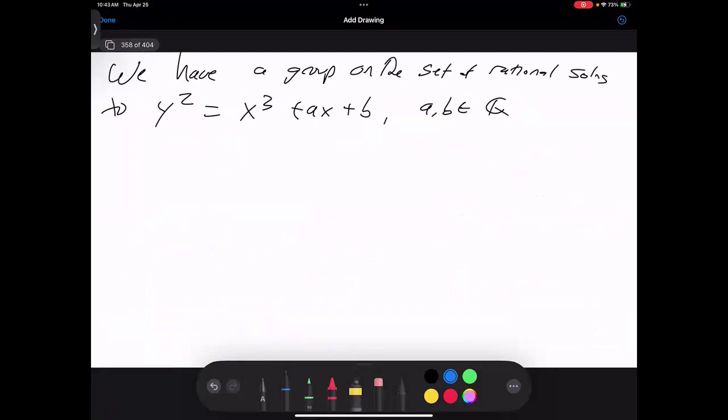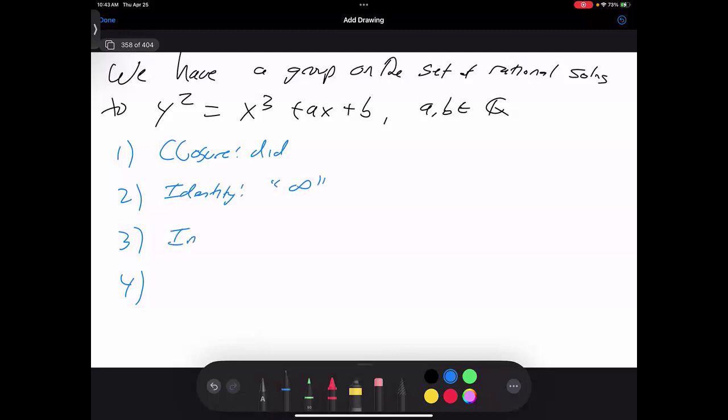And so the four things we have to show are closure, which we just did. We have to show identity. That's basically our point at infinity. Inverses use infinity. And then the last is associativity, which for the first time in our lives is actually hard.